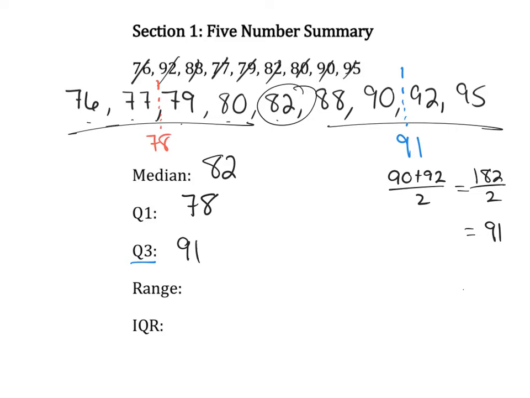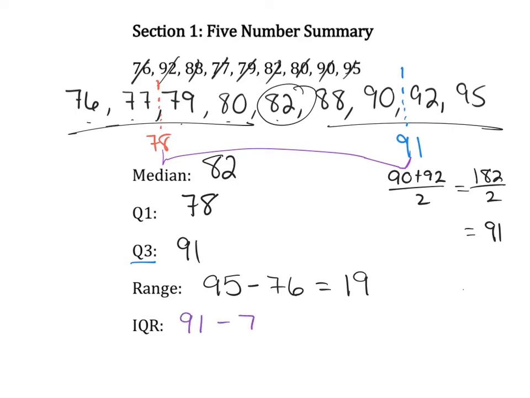And the range is the distance from the biggest number to the smallest, so 95 minus 76 will give me a 19. Okay, and then the IQR is a little different. It is the distance from the Q1 all the way to Q3. So this time you're going to do 91 minus 78, which will give us a 13.